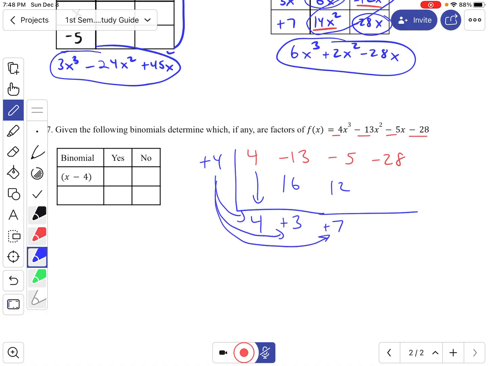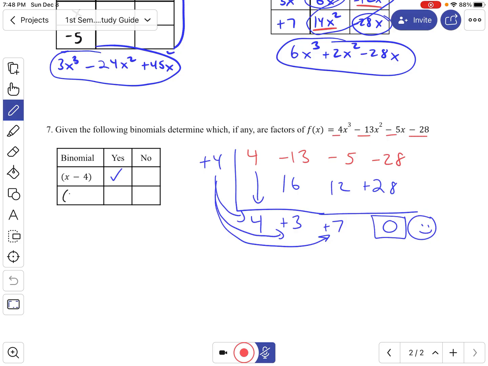And then we're going to multiply again. 4 times 7 is 28. And because these are both different signs, positive and negative, we get a 0. And 0 is a good thing. No remainder means that this is a factor. The other number left out is x plus 2.